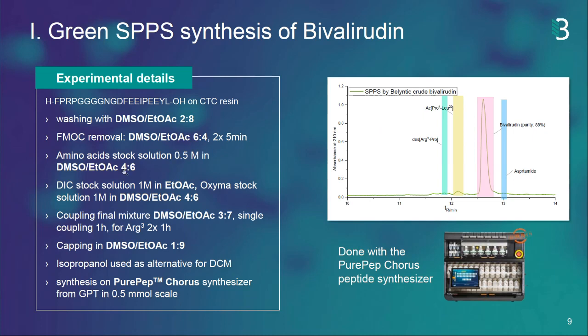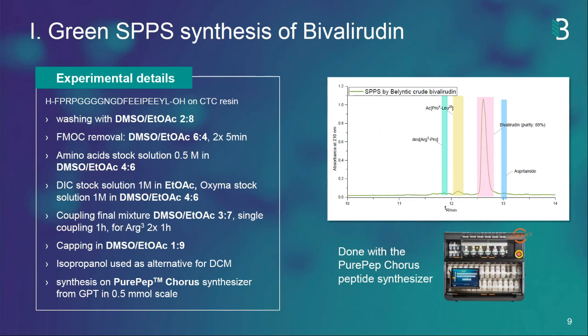To decrease the final concentration in the coupling reactions, we have taken the DIC in ethyl acetate and the Oxyma solution in 4:6. In the coupling reaction, obviously, the DIC and Oxyma will be added to the amino acid. So the final coupling mixture reduces the polarity from 4:6 to 3:7. And capping was performed in 1:9 DMSO ethyl acetate.